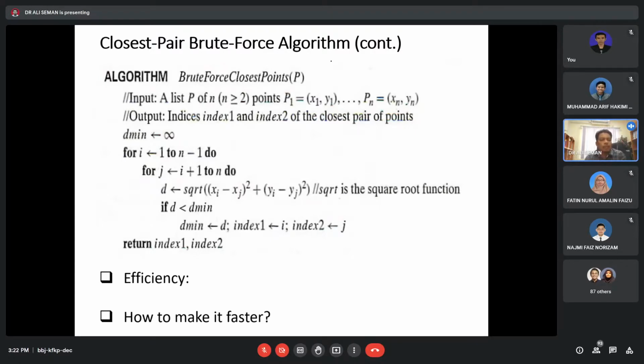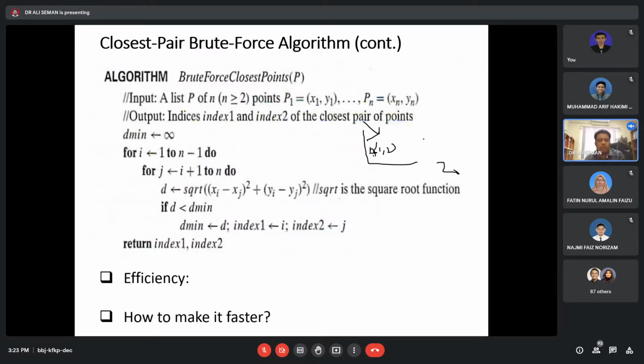Okay, a list P of n points, where n is greater than or equal to 2. If we have only 1 point, then there is no pair. If we have 2, you can directly get the closest points. More than 2 means at least 3. And P1 is x1, y1, with the coordinates here. This is X and Y, where, let's say, 1, 1 is the coordinate of object A. Okay, this is how we can imagine this description. Output: indices index1 and index2 of the closest pair of points.